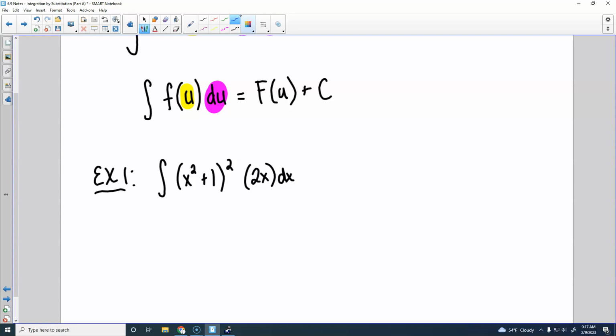U represents the inside function. F and U do not represent words here.